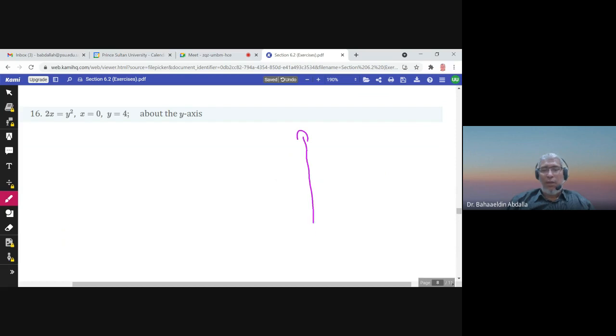Another graph: y equals 4, x equals 0, 2x equals y squared. If you solve this equation for x, or let us just replace x by 0, so it passes through 0, 0. And what happens if y is 4? If y is 4, this would be 16, 2x equals 16, so x equals 8. So 8 and 4, this would be the point of intersection between the line and the curve.